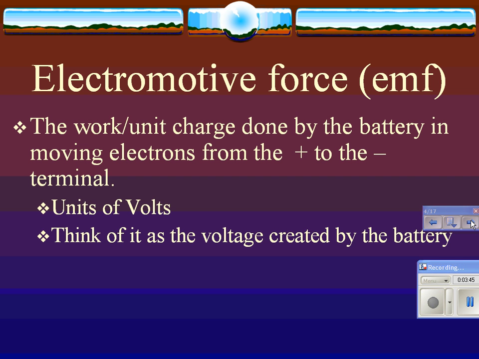Sometimes that's called EMF. So we have voltage that's created and we have voltage that's used. The EMF is the voltage created so that those electrons can go around a circuit and do stuff. When a device uses potential difference, we say it uses voltage. When a battery creates potential difference, we say it creates an EMF. And actually, there's different ways to create EMF. We can do it through an electric generator as well.